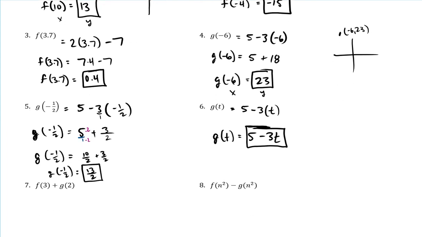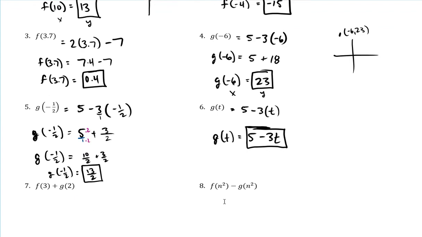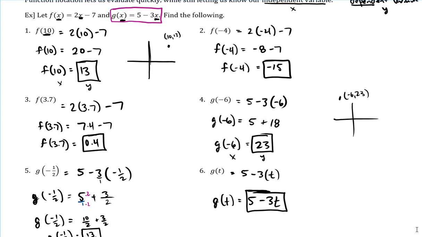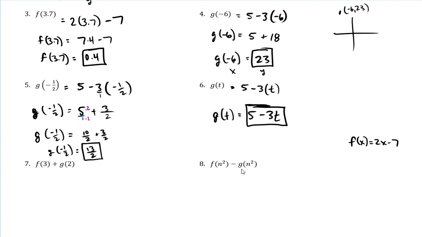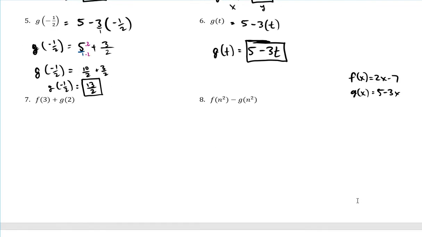And then our last two here, where they made it a little bit more complicated, both functions are involved. Let me go ahead, I can't see them, so let me write it to the side. So f of x equals 2x minus 7. I'm just going to put that over here so we can use them. And then g of x is 5 minus 3x. So I don't have to scroll each time. Let's scroll and get this ready.